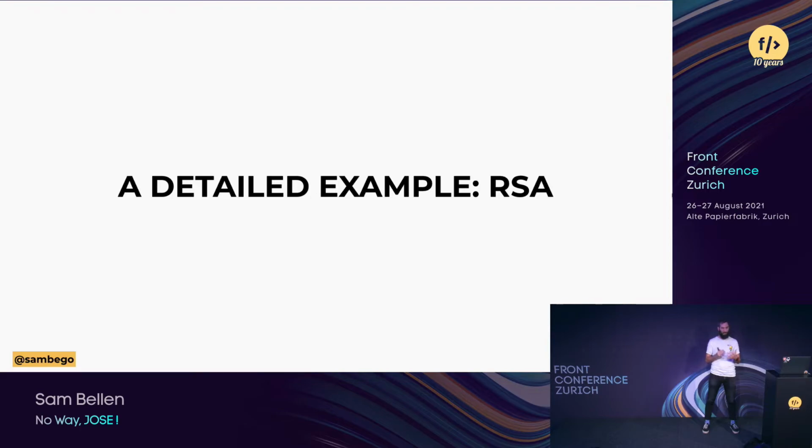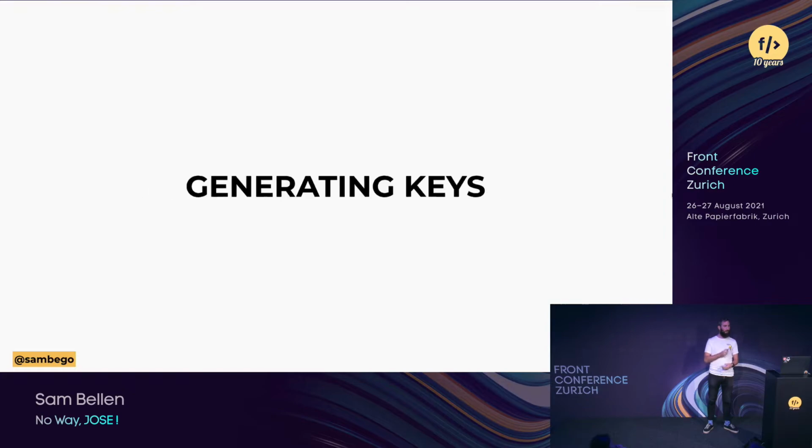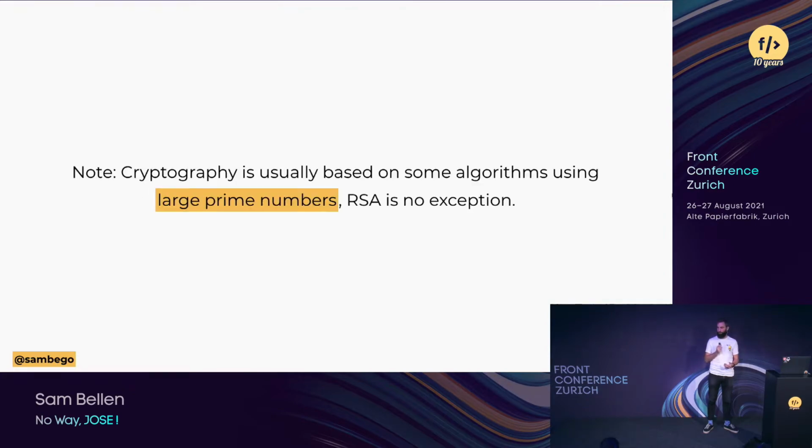A detailed example. So let's look at a detailed example because it's all still a bit abstract. You use keys, public keys, private keys, you run them through algorithms, but what does it actually do under the hood? So let's look at RSA. RSA is an algorithm that you can use for signing and for encryption. It's an algorithm that creates a public and private key pair and lets you use those private and public keys to do things. And the first thing you need to do is generate the public and private key pair.